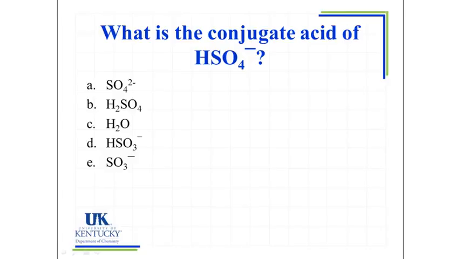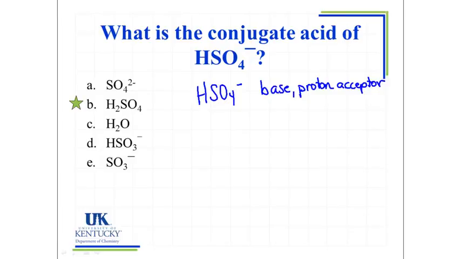Now let's look at an example. What is the conjugate acid of HSO4 minus? The answer is H2SO4. Because it's asking for the conjugate acid of HSO4 minus, it implies that HSO4 minus is acting as a base. And if it's acting as a base, then it is going to be a proton acceptor. And if HSO4 minus accepts a proton, then it becomes H2SO4.